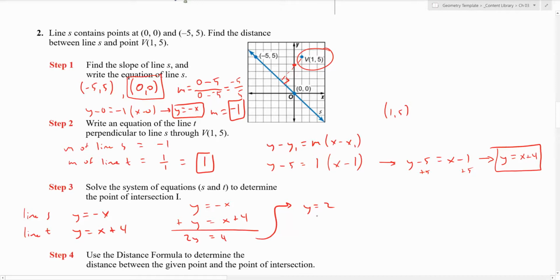But now I need to find the x coordinate. So I'm going to plug y equals 2 in for the equation of line S to figure out what x equals on this line when y equals 2. So for line S, I've got to substitute 2 in for y, and that equals negative x. So what does positive x equal? x equals negative 2. All right, so we got y equals 2, x equals negative 2. This point of intersection, where these lines intersect, happens at (-2, 2).